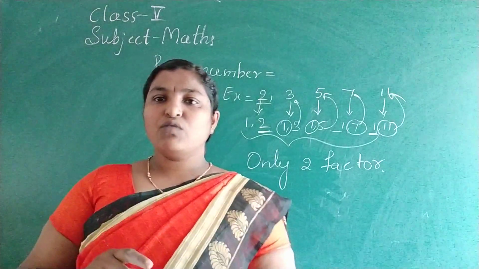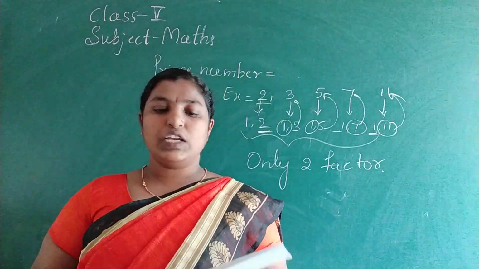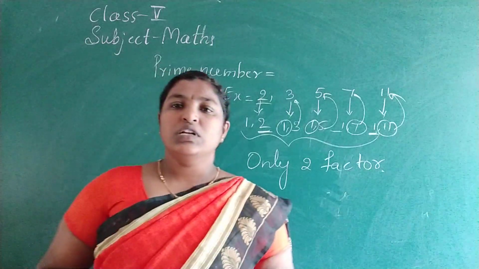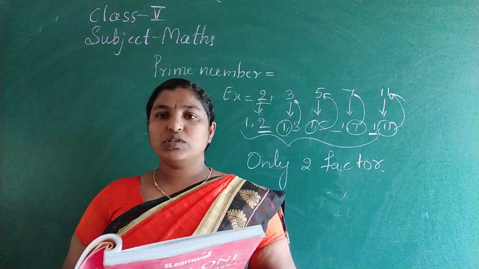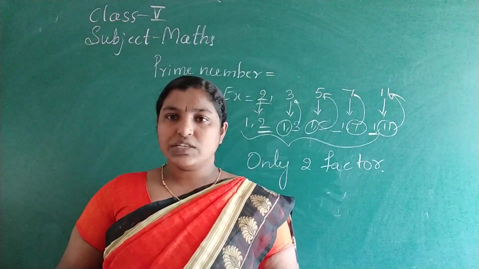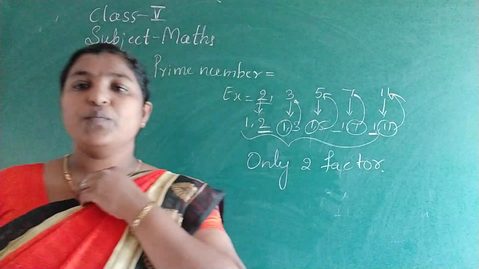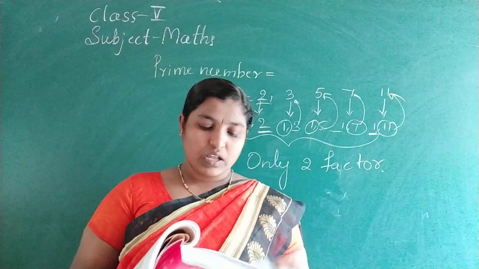Yesterday we saw a list in your textbook, page number 282. They have given the numbers 1 to 100. Which one is struck out? That is composite. Which is not crossed? That is a prime number. So there are 25 prime numbers between 1 and 100.